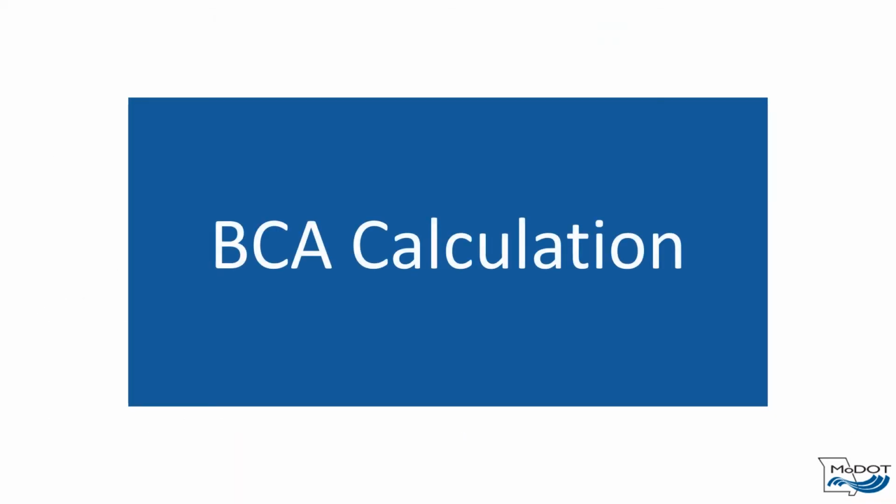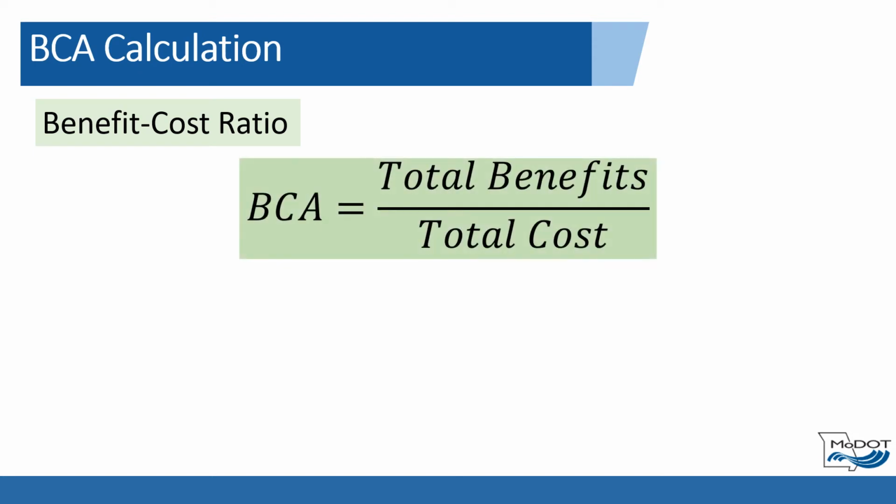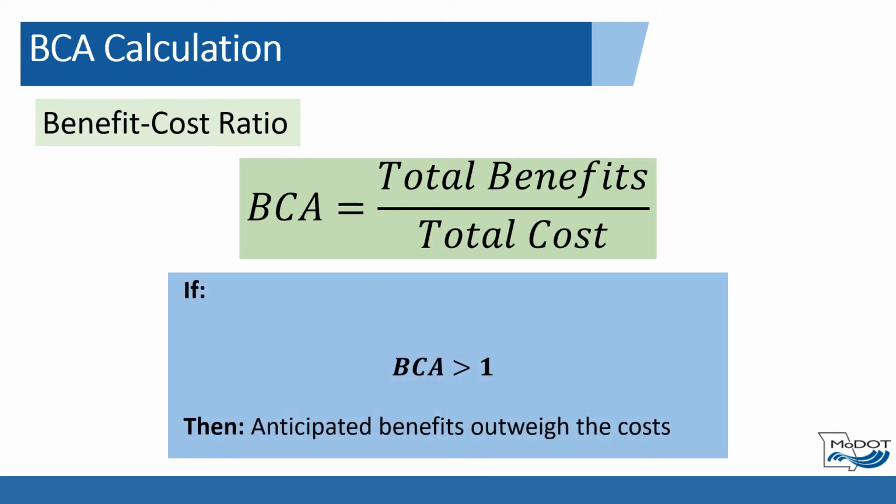Now that we've looked over project service life, let's discuss the BCA calculation methodology. After quantifying the total benefits and costs for the project, the benefit-cost ratio can then be calculated as follows. BCA is equal to the total benefits divided by the total costs. If the BCA has a value of greater than 1, then the anticipated benefits of the project outweigh the costs.